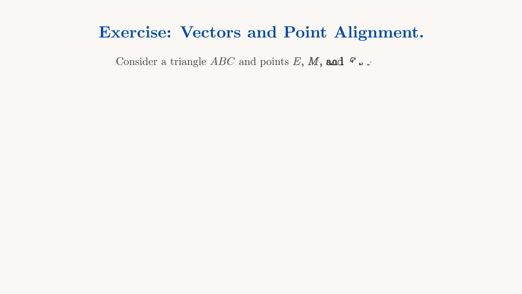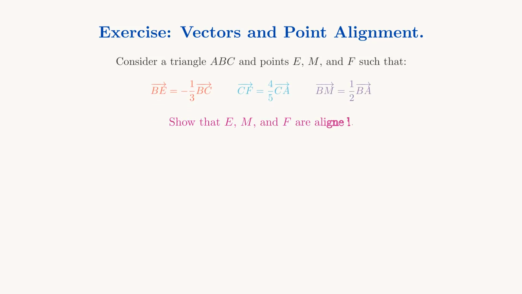Here is the problem. Consider a triangle ABC and 3 points E, M, and F defined by these relations. BE equals minus 1/3 of BC. CF equals 4/5 of CA. And BM equals 1/2 of BA. The question: show that E, M, and F are aligned.